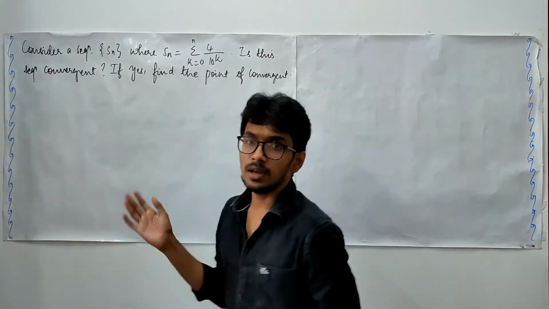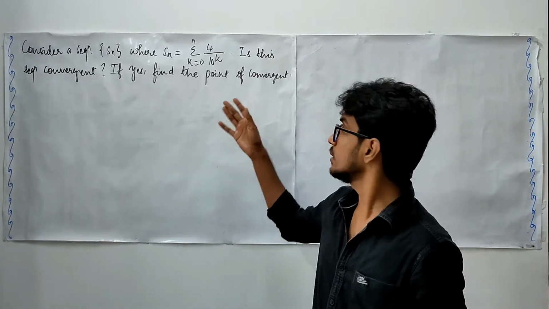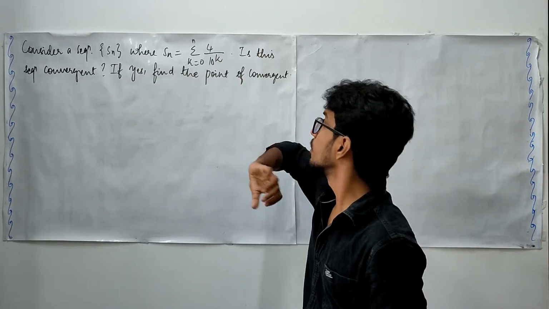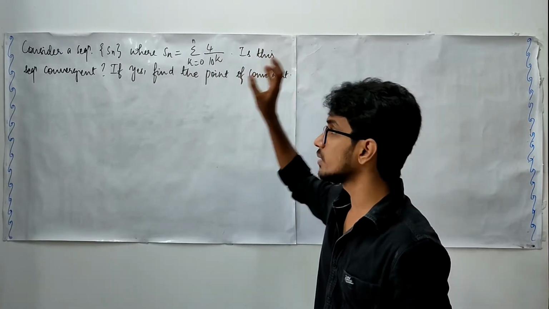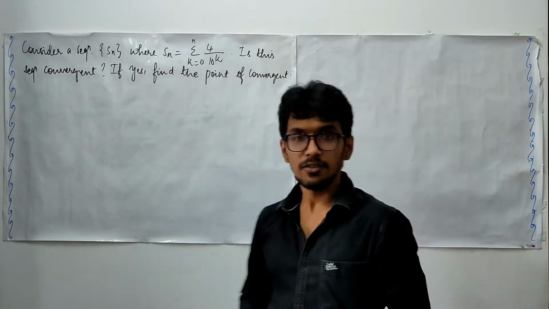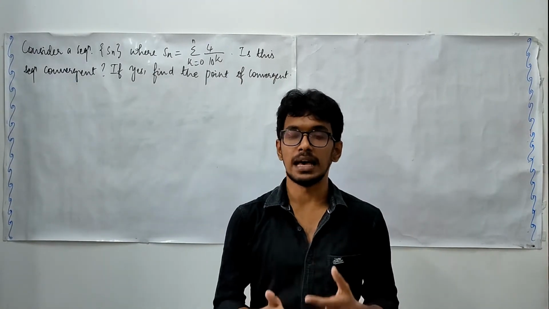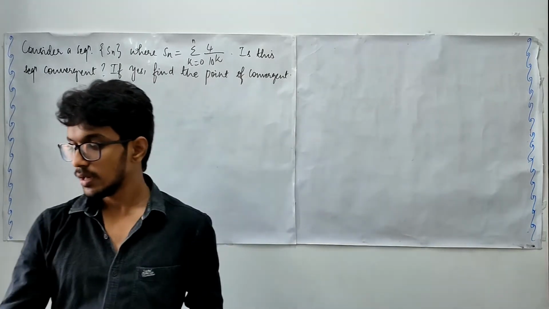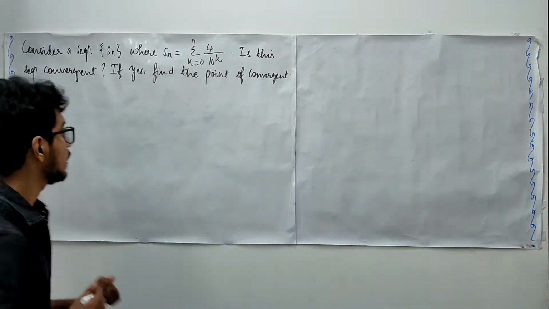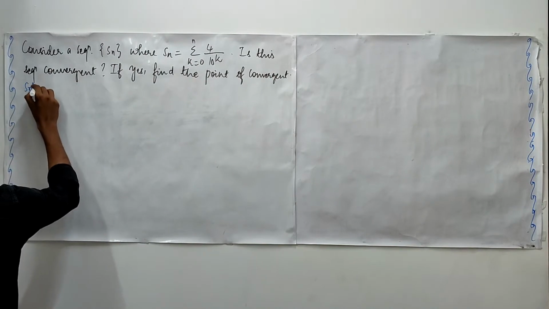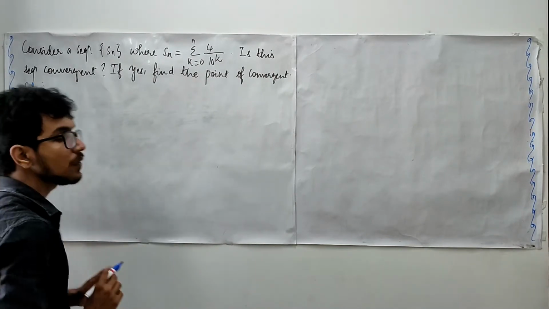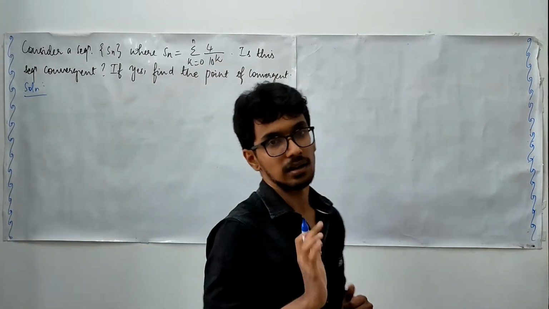In this problem, we are asked to consider a particular sequence. The general term is defined in this form and we will have to check whether the sequence is convergent or not. And if it is convergent, we will have to find out the limit of convergence as well. Let us see how to find it. First, let us try and find whether the sequence is monotonically increasing or not.